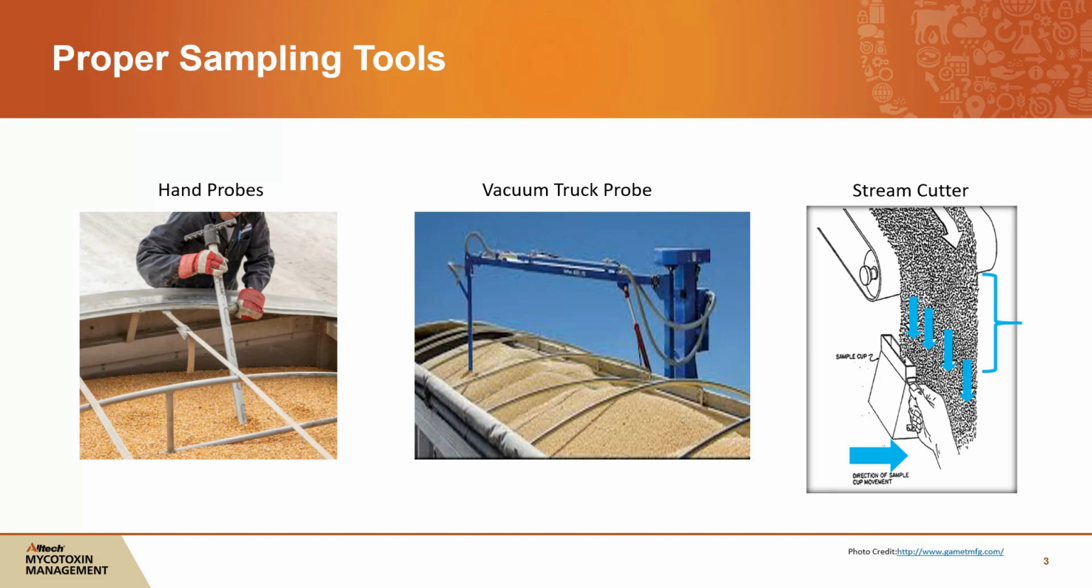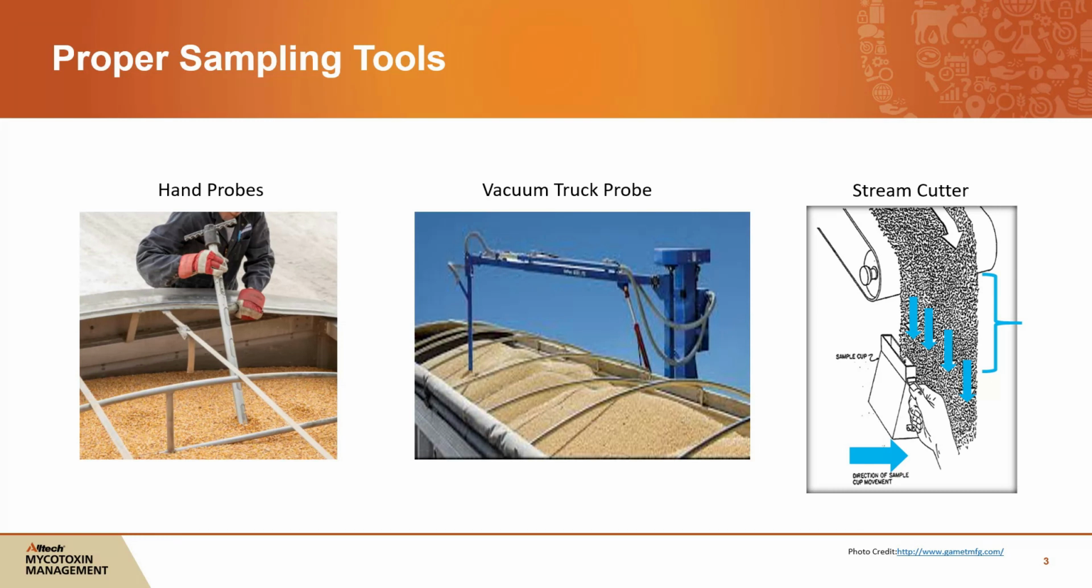So the first step is to have proper sampling tools. You can see on the left, a lot of mills use these hand probes. They're inexpensive, and they're very good tools, very accurate tools. Some mills have very nice vacuum truck probes that vacuum the sample straight into their mill office or their mill quality lab or wherever the finished sample is desired to be.